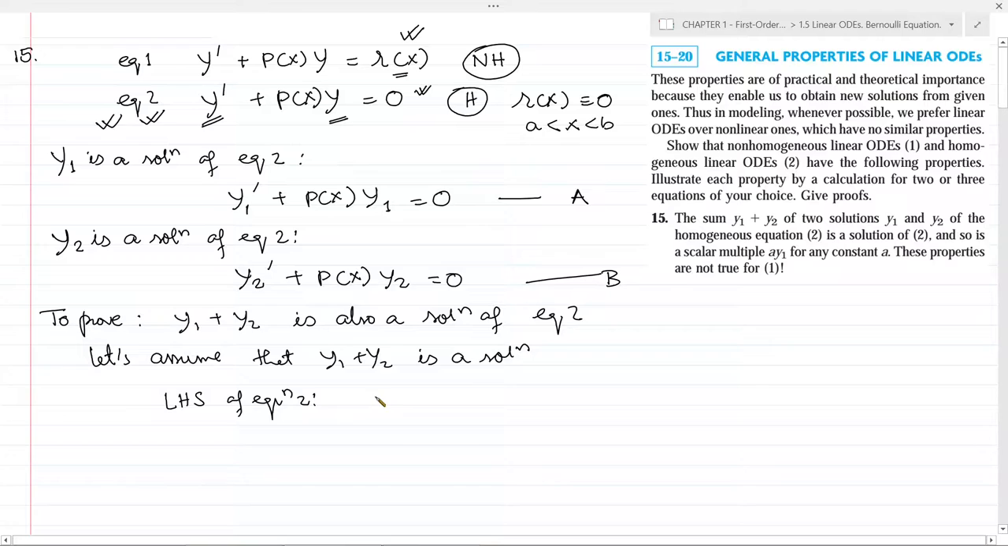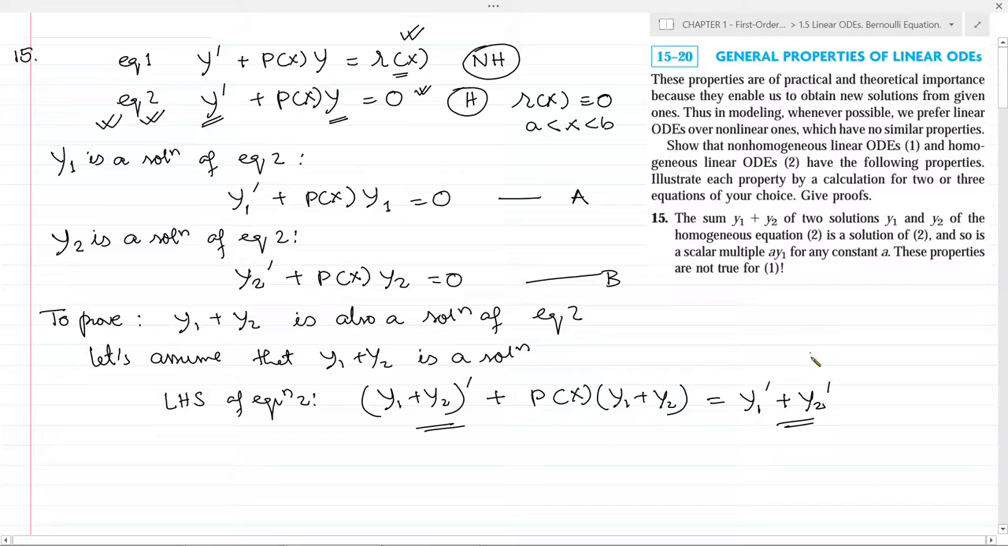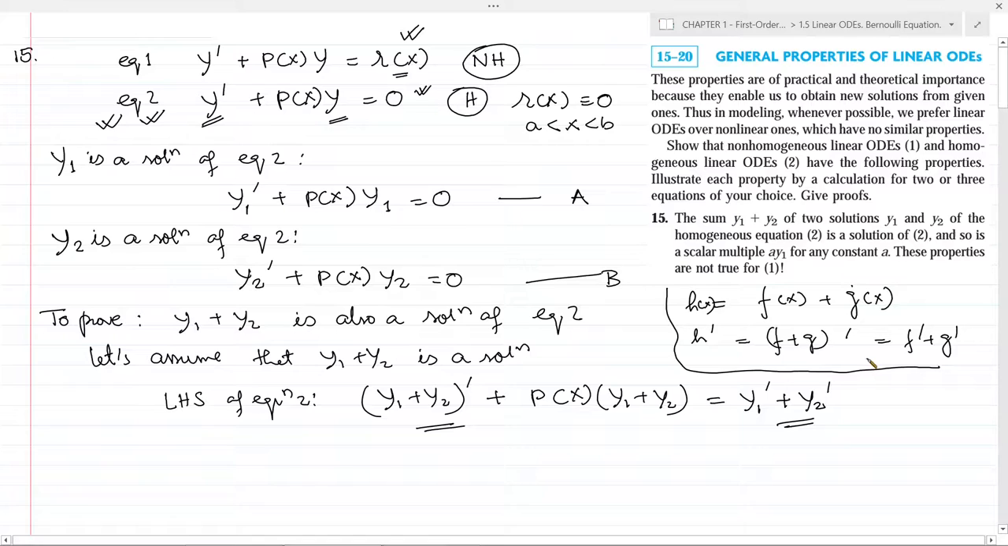From that, we can write (y1 plus y2) dash plus p of x times (y1 plus y2) in place of y, and this is equal to, we know that the derivative of y1 plus y2 is the y1 derivative plus the y2 derivative. So, this is y1 dash plus y2 dash. This we know from the general property of derivatives. If we have one function f of x and another function g of x, and we have a function h which is the sum of f of x and g of x, then h dash will be (f plus g) dash, which is equal to f dash plus g dash. This we know from the basics of derivatives.